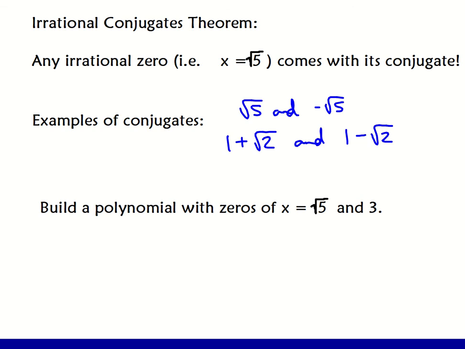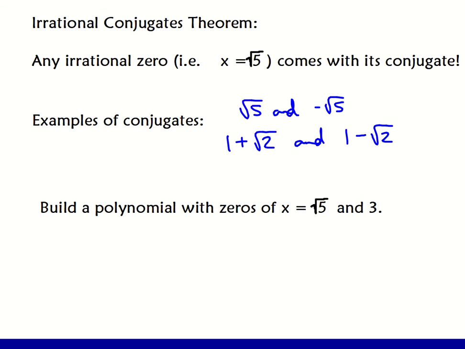What this theorem says is that because the polynomial itself has nice, neat coefficients that are rational, if there is an irrational zero, it would have to come with its conjugate, so that if I multiplied everything out to put it in standard form, I would end up with a nice, neat set of coefficients here.